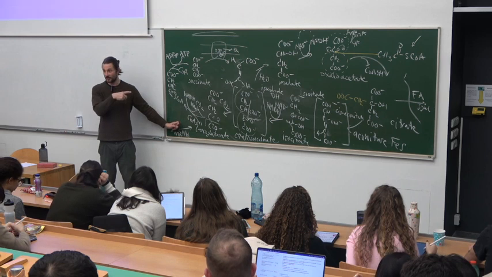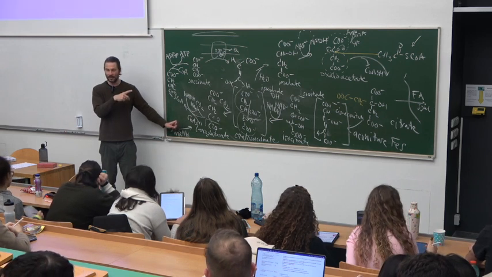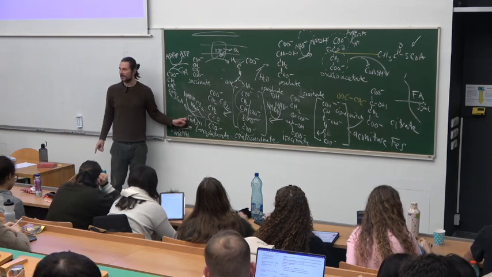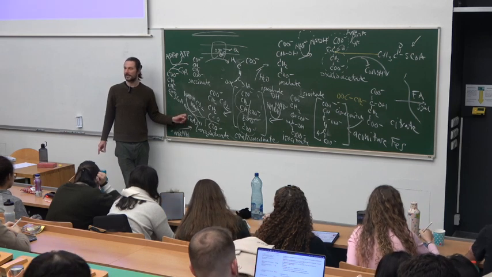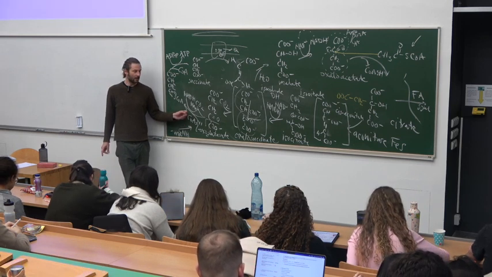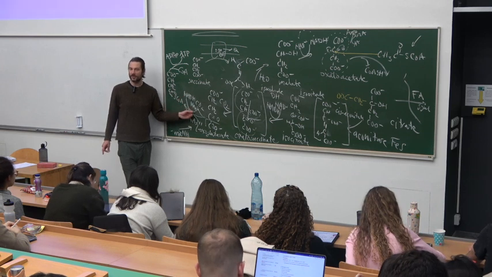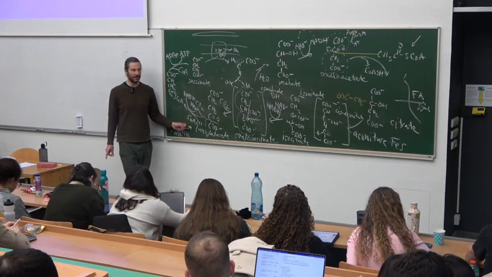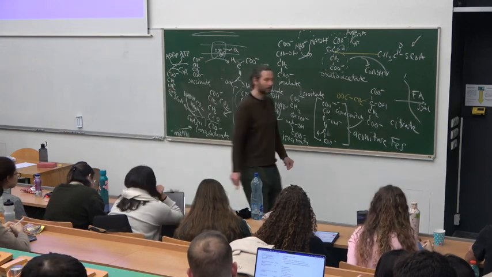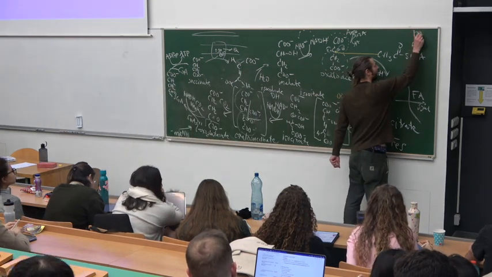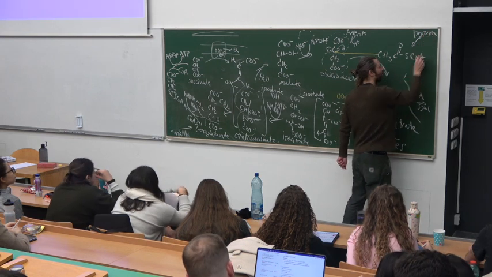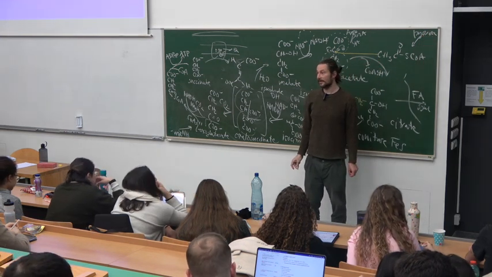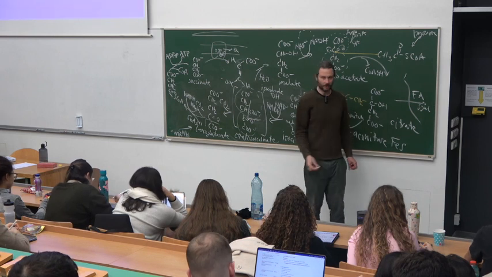Do you have a question to what I just said? No, okay. So I just want to tell you something about this ketoglutarate dehydrogenase. This reaction of oxidative decarboxylation occurs here in ketoglutarate dehydrogenase, but it also occurs in the reaction from pyruvate to acetyl coenzyme A, and this enzyme is called pyruvate dehydrogenase.